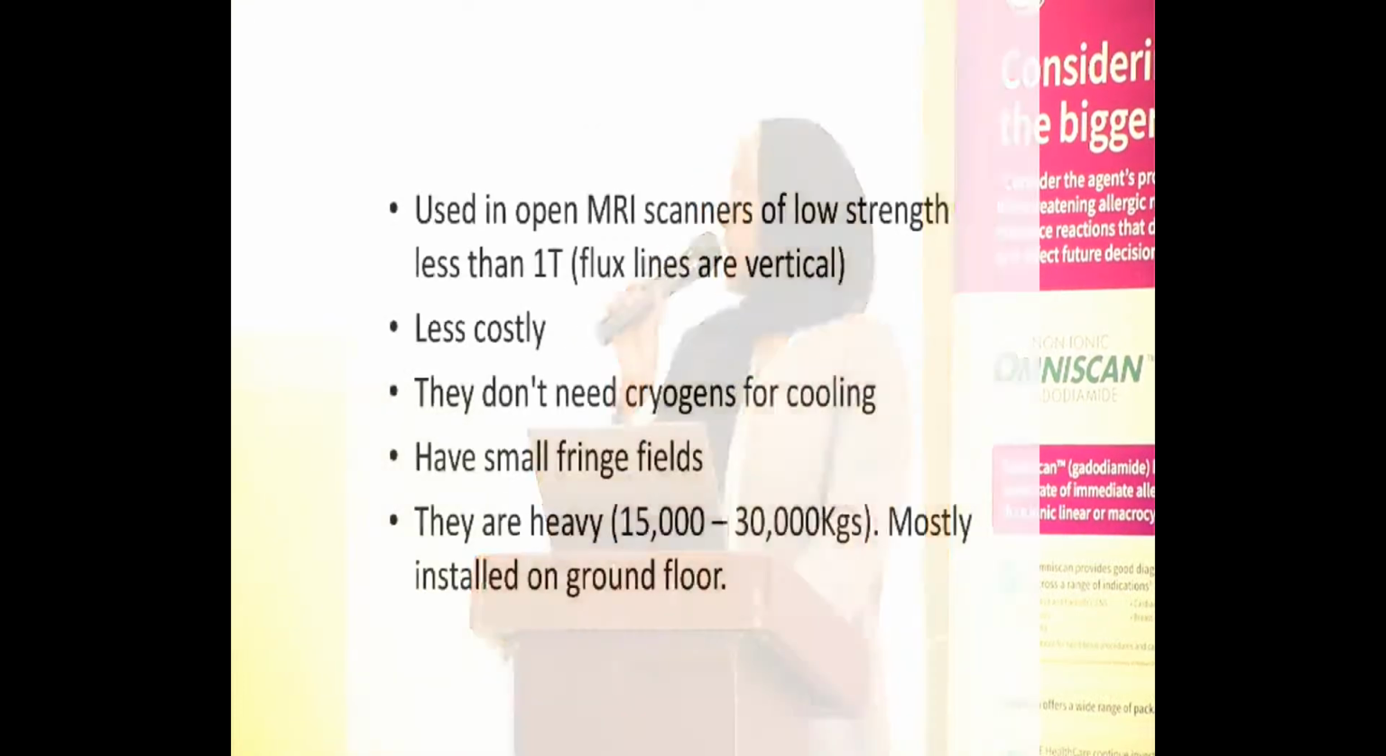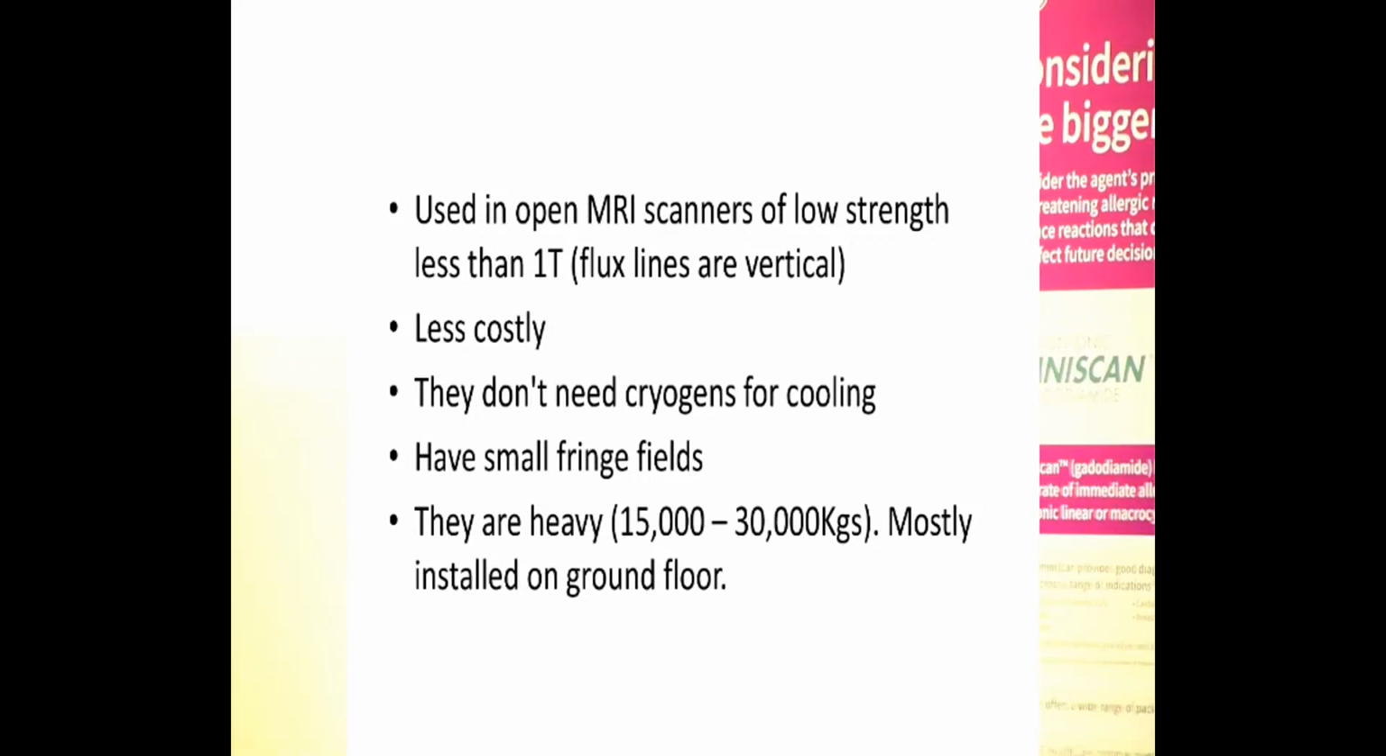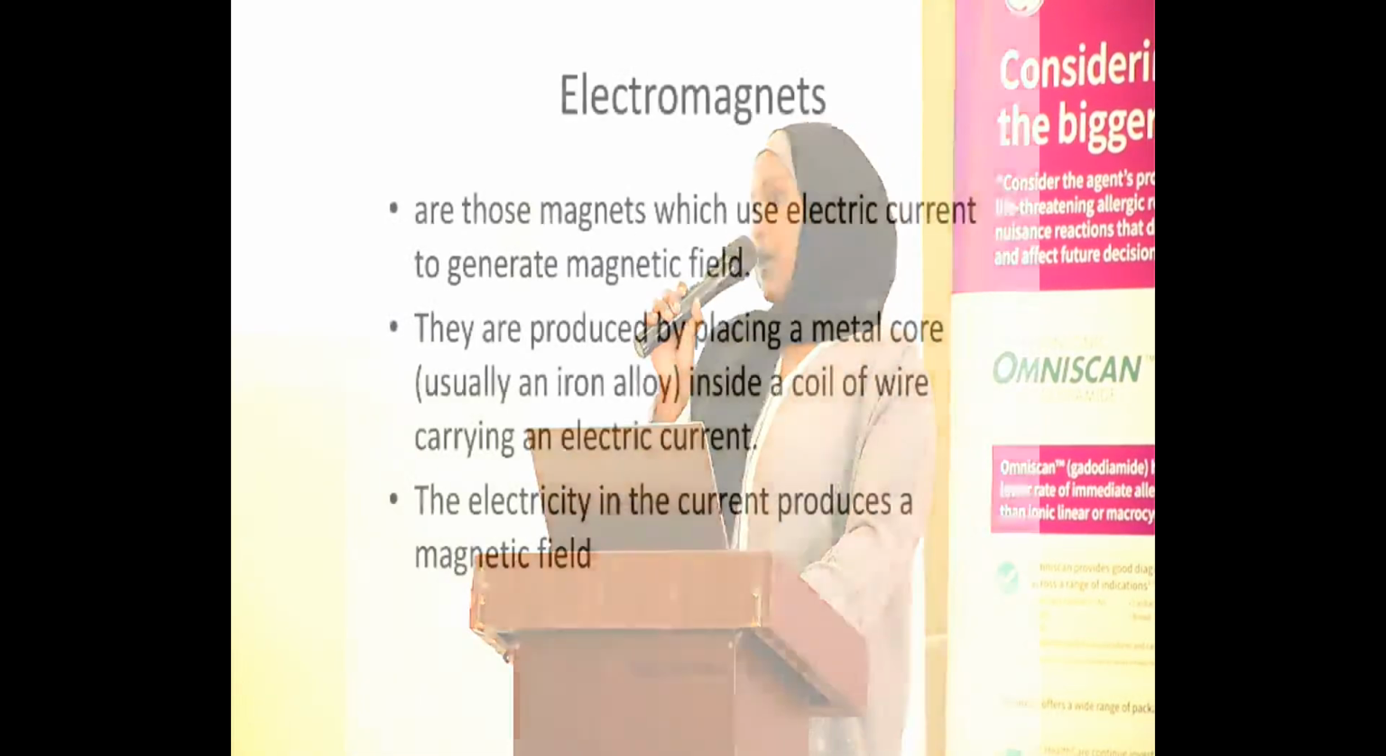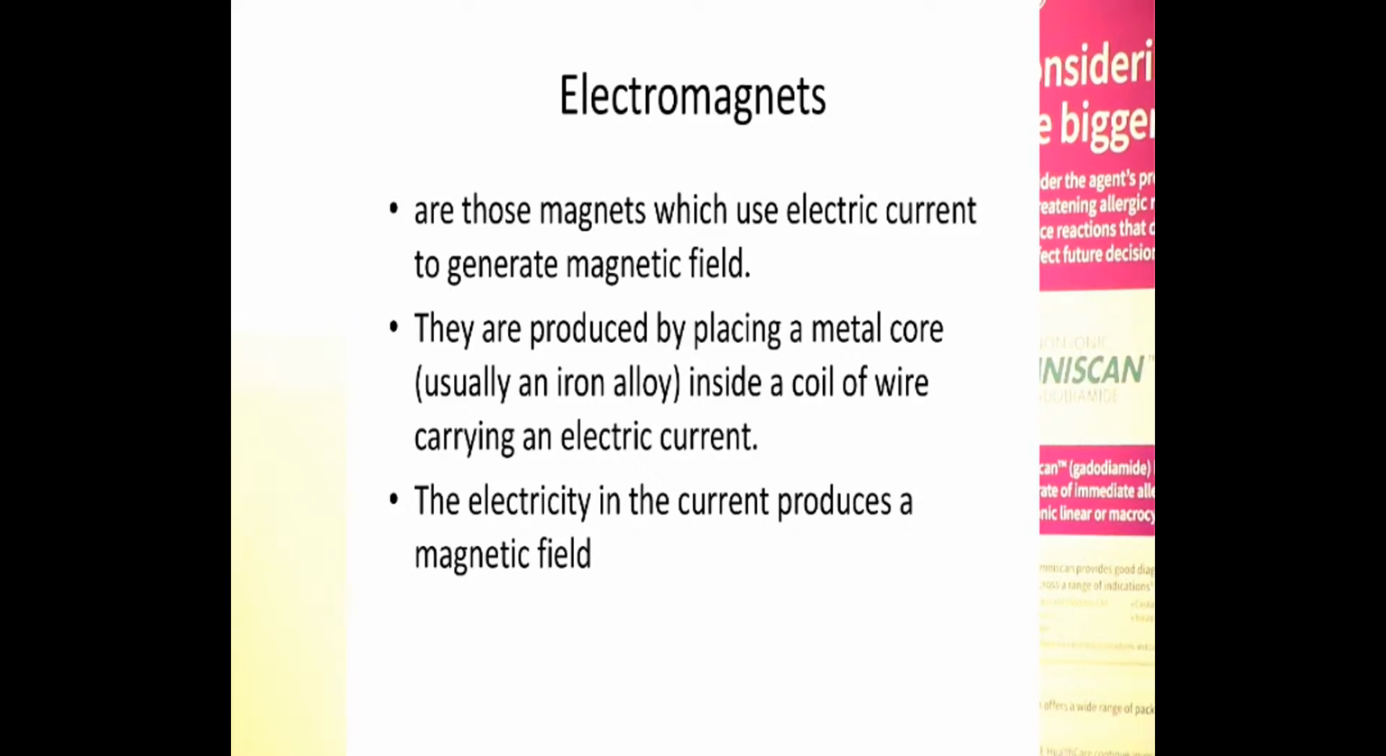For the electromagnetic ones, these are magnets which use electric current to generate a magnetic field. I believe every radiographer here did physics, and probably in Form 3, we learned about electromagnetic materials and came across such a statement. They are produced by placing a metal core, usually an iron alloy, inside a coil of wire carrying an electric current. The electric current thus produces a magnetic field around that object.